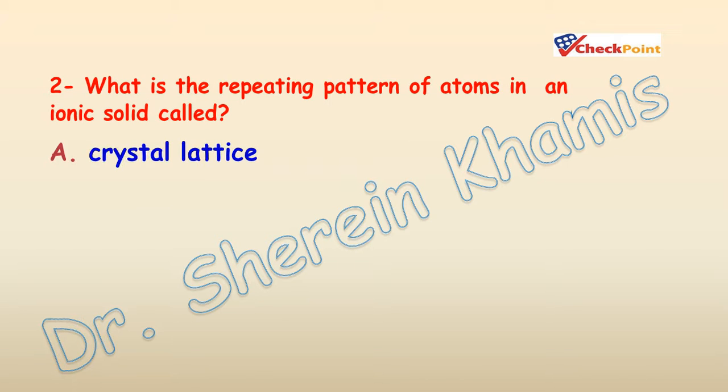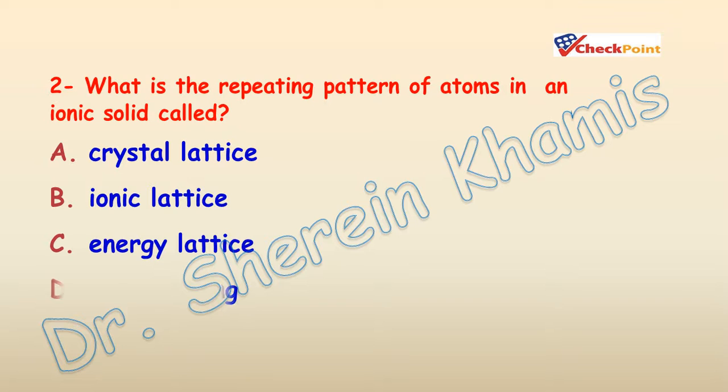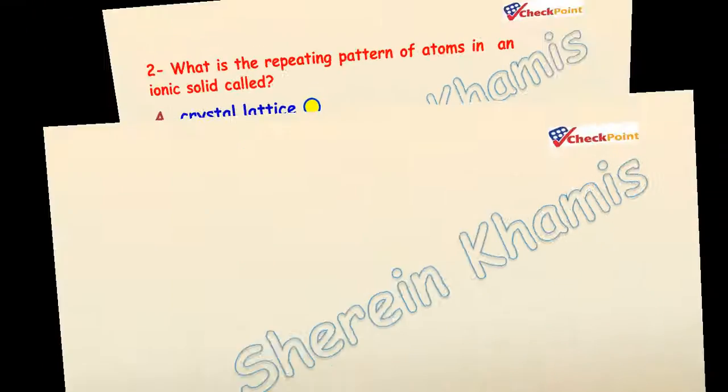The options are crystal lattice, ionic lattice, energy lattice, and ionic bonding. So I think you understand our lesson now. The right answer will be crystal lattice. Okay, I think it's easy, and you have to mention all, or you study the lesson after you hear the video.